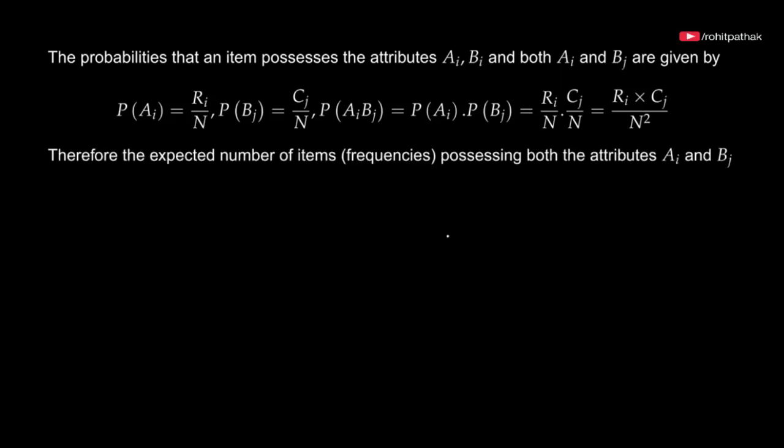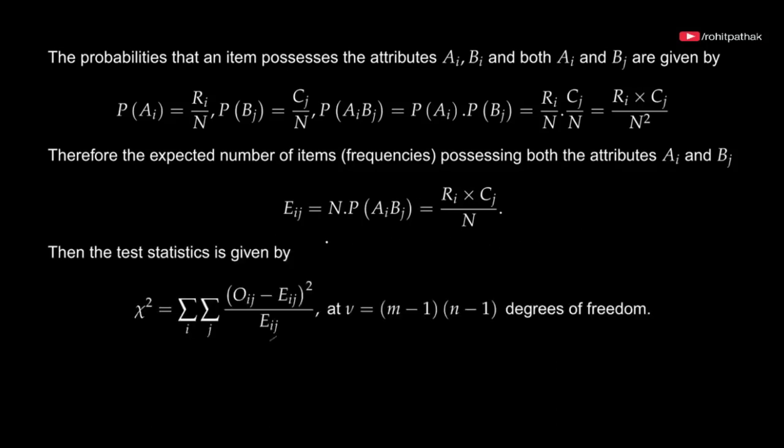Then the expected number of items having both the attributes Ai and Bj is given by Eij equal to n into total number of observation into probability of having both the attributes Ai and Bj. So that is given by Ri into Cj upon n. So this formula will be used to find the expected number of observations in each class. Then the test statistic chi-square is given by summation of Oij minus Eij whole square upon Eij at nu equal to m minus 1 into n minus 1 degrees of freedom.